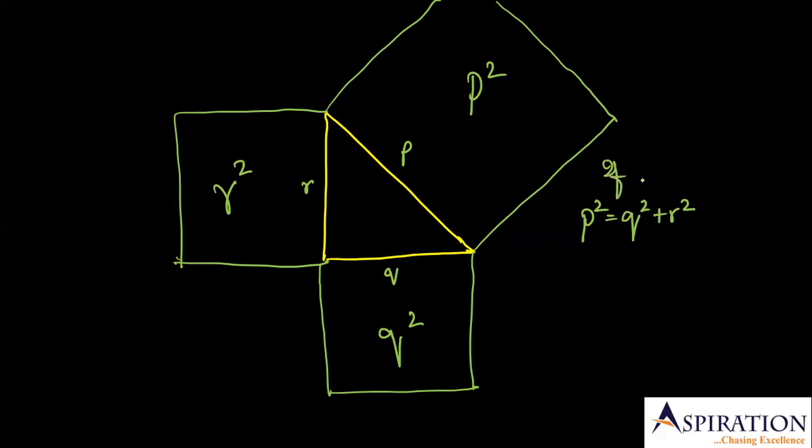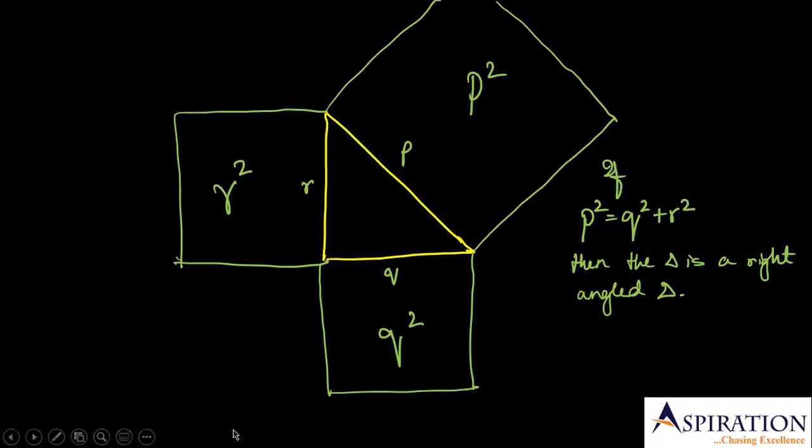But if P square is equal to Q square plus R square, then the triangle is a right angled triangle. Understand this: if P square is equal to Q square plus R square, then the triangle is a right angled triangle. Do you understand this? Please copy.